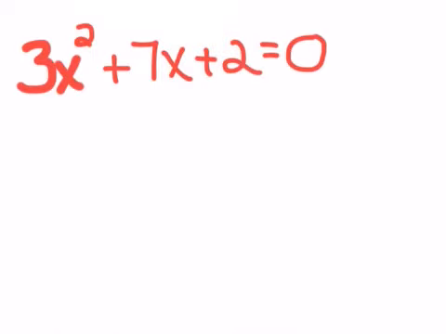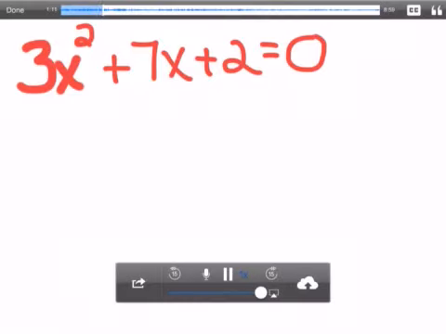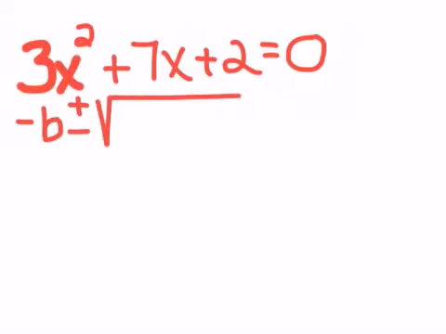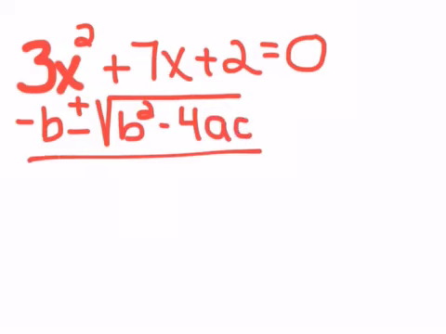Alright, well, it's good to know that you can use this formula anytime you want to use it. It doesn't have to be only used when something's not factorable. The problem is you have to remember the formula. So again, the formula is negative b plus or minus the square root of b squared minus 4 times a times c, all divided by 2a.